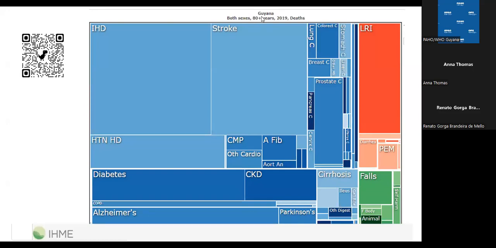When you look to the 80 plus population, the same pattern is repeated. However, look here, respiratory infections become a very important cause of mortality, as well as falls, Alzheimer's disease and Parkinson's disease. So these conditions must be in the center of our care planning for older persons.